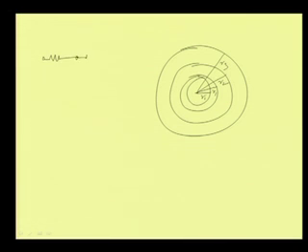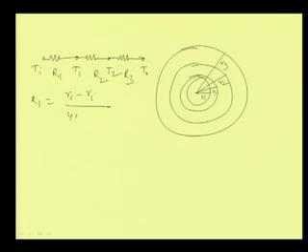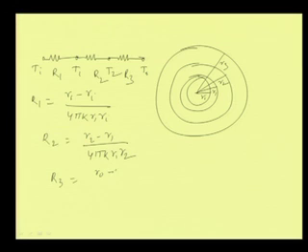So, there are 3 resistances between T I and T O, and the in-between temperatures are, say, T 1 and T 2. Here you have R 1, R 2 and R 3, and we know that R 1 is equal to (r 1 minus r I) by 4 pi k r 1 r I, then R 2 is equal to (r 2 minus r 1) by 4 pi k r 1 r 2, and R 3 is equal to (r 0 minus r 2) by 4 pi k r 0 r 2.